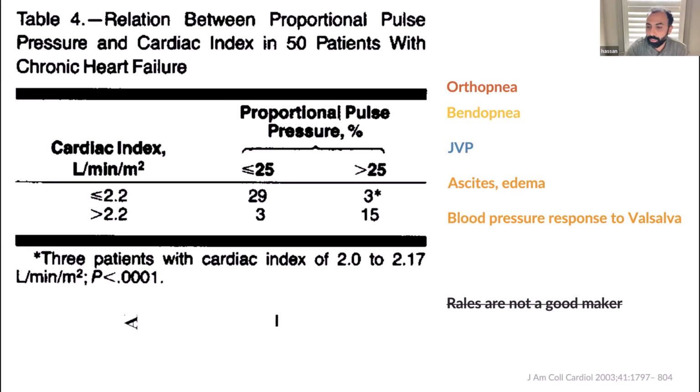Remember that rales are not a good marker for volume. It's not because if it's positive, it's insignificant. No, it's the other way around. If it's negative, it does not mean anything, because chronic heart failure patients have a very advanced lymphatic system. So they can actually draw all the fluid from the intra-alveolar space freely without having rales on exam, or pulmonary edema or congestion on a chest X-ray. Okay, so that's why it cannot be a good positive marker looking for congestion.